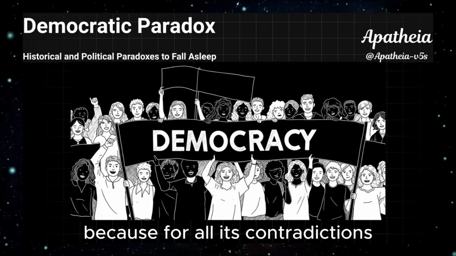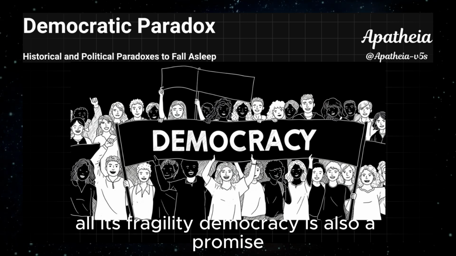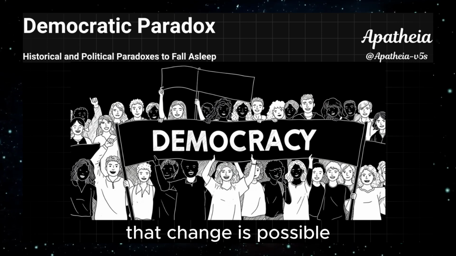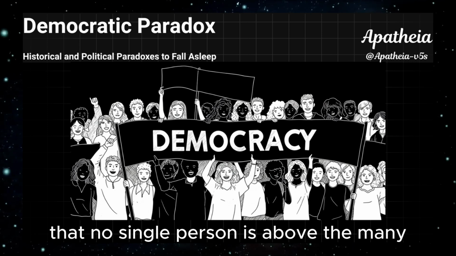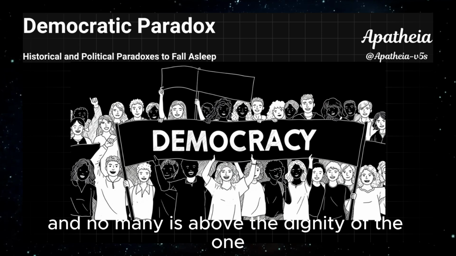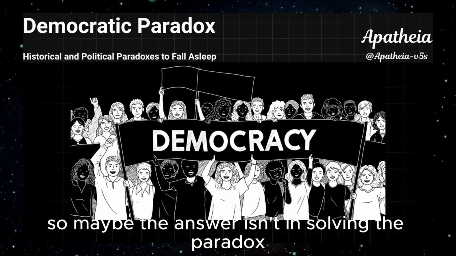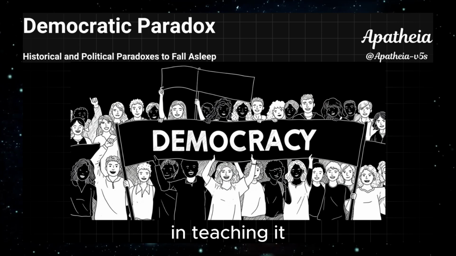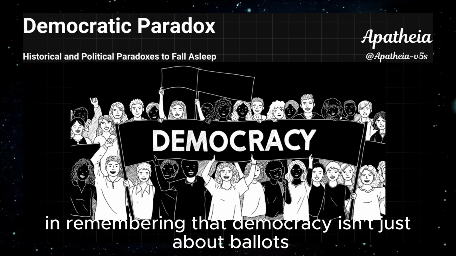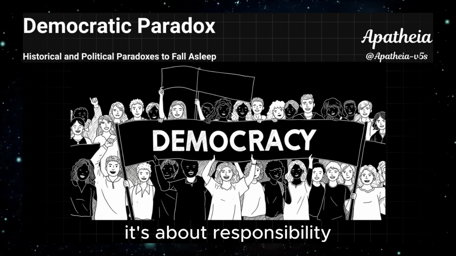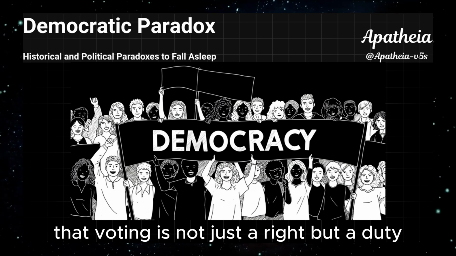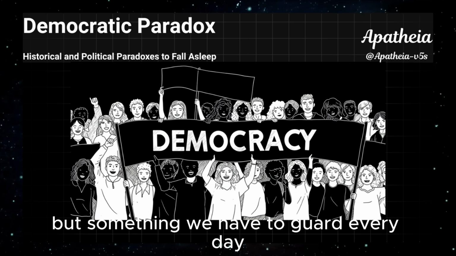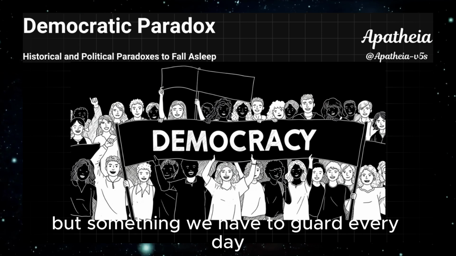Because for all its contradictions, all its fragility, democracy is also a promise that power belongs to everyone, that change is possible, that no single person is above the many, and no many is above the dignity of the one. So maybe the answer isn't in solving the paradox, maybe it's in understanding it, in teaching it, in remembering that democracy isn't just about ballots, it's about responsibility, that voting is not just a right but a duty, that freedom is not something handed to us but something we have to guard every day.